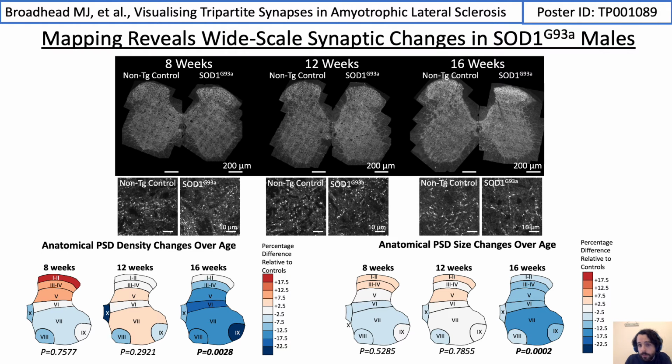To summarize some of these findings, one of the key things we observe is that in male SOD1 mice, they show both a loss of synapses and a reduced size of their synapses at 16 weeks of age, which is prior to any severe gait or motor neuron loss.